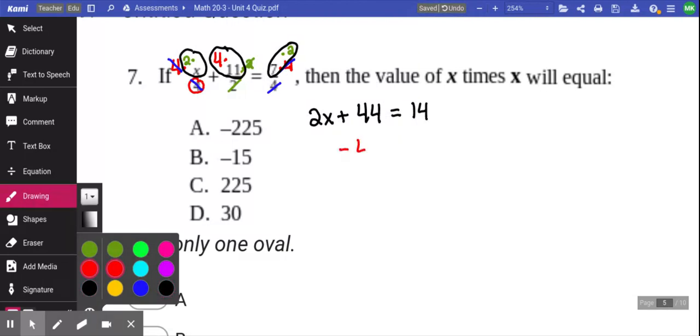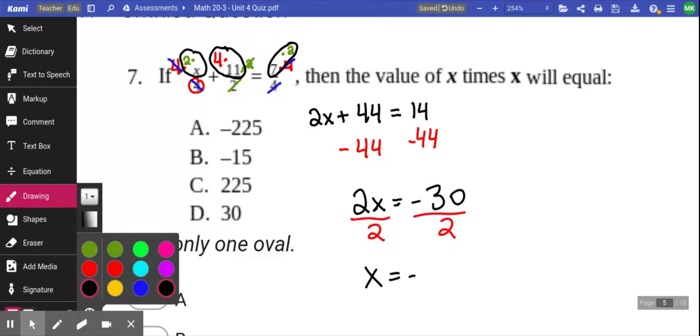I then can subtract 44 to the other side, right? We're doing our opposite operations. That gives me 2x equals negative 30. Divide both sides by 2. X equals negative 15. The answer is B.